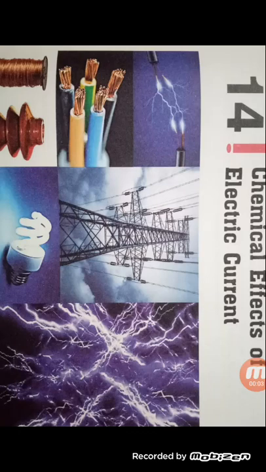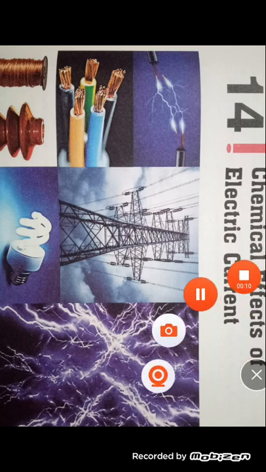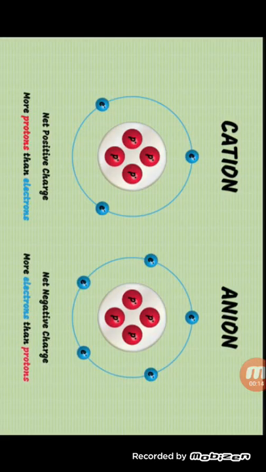Let's continue chapter 14, that is chemical effects of electric current. In the previous class, you have studied that the solution of acids, bases and salts in water conduct electric current. So what is the reason behind it? How can they pass electric current? So the reason is they contain some charged particles, and these charged particles are called ions.